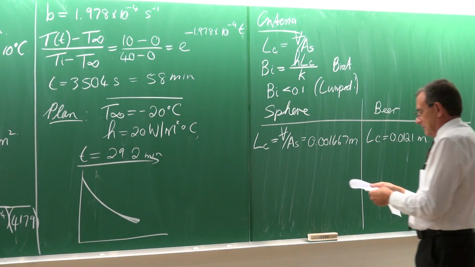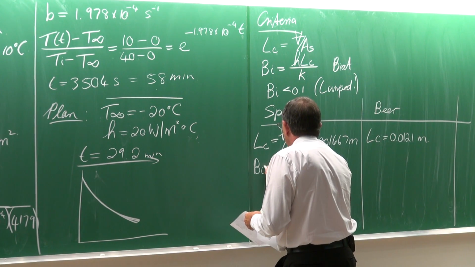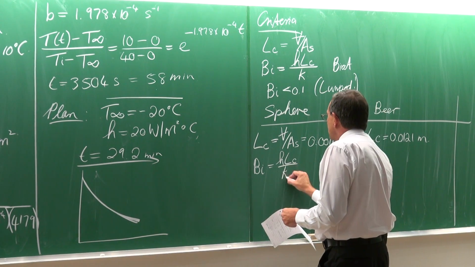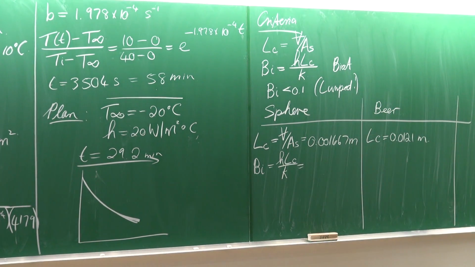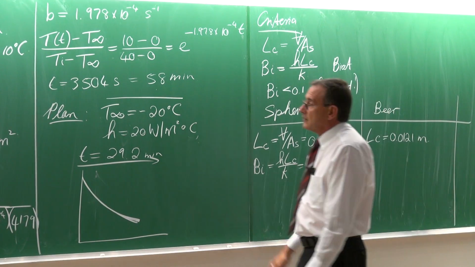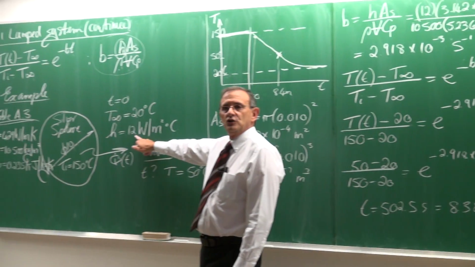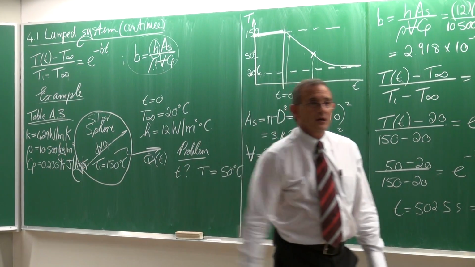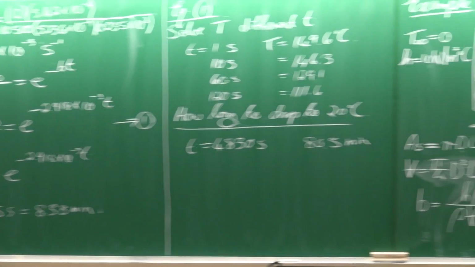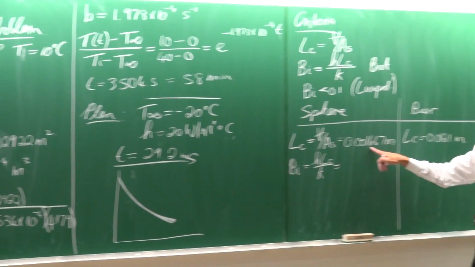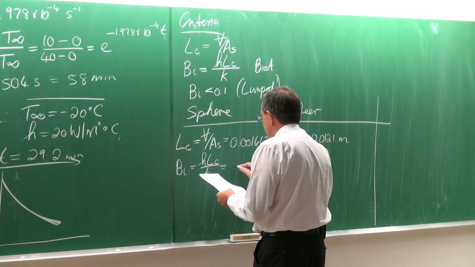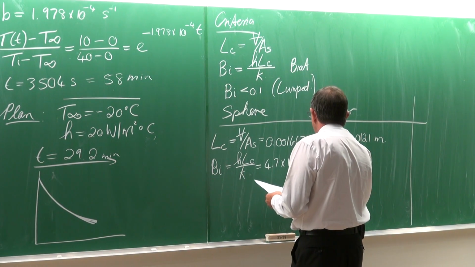If we go and calculate the Biot number for these two cases, it is equal to the heat transfer coefficient multiplied by the characteristic length divided by the thermal conductivity. For the sphere, the heat transfer coefficient is 12 and the thermal conductivity is 429. Substituting, the Biot number is 4.7 multiplied by 10 to the minus 5.